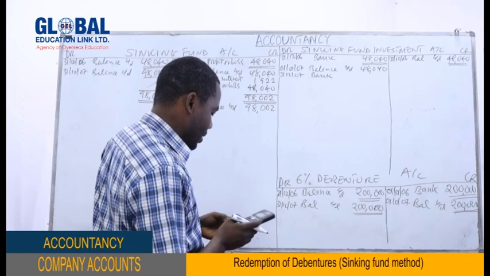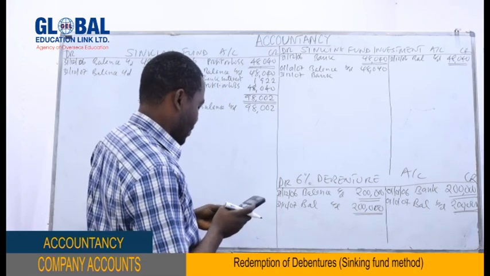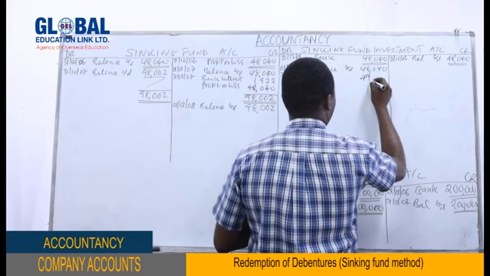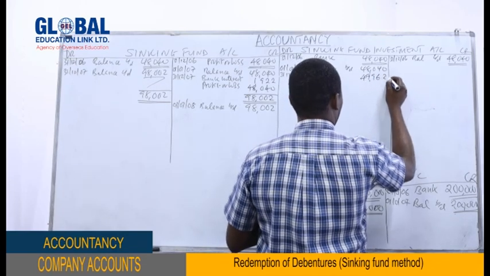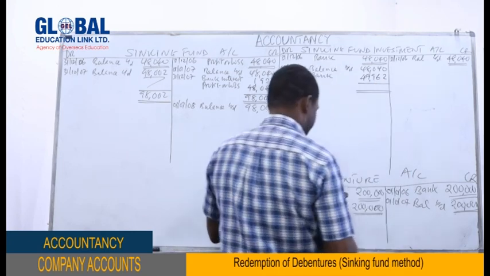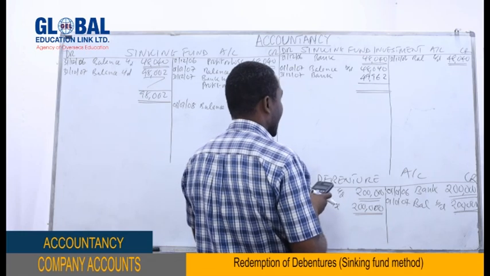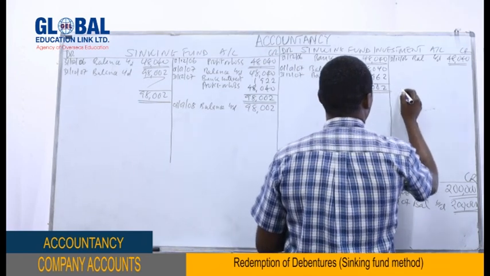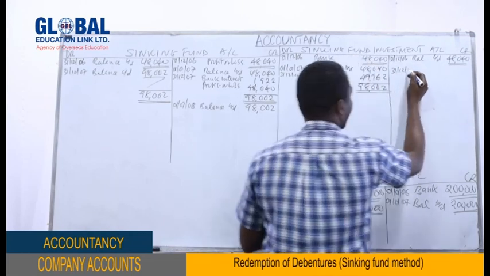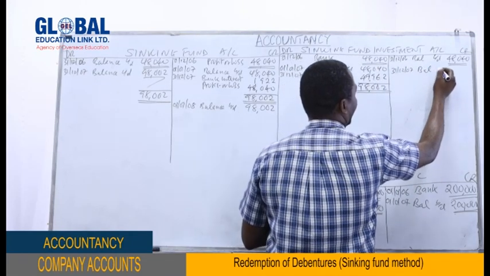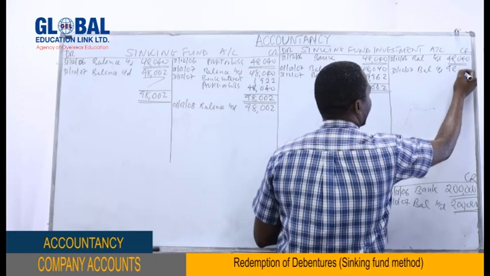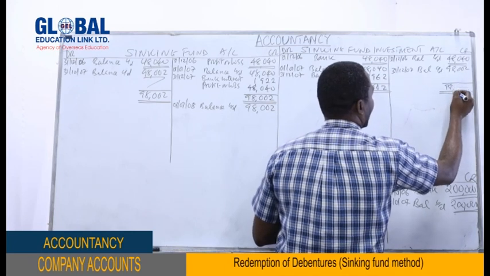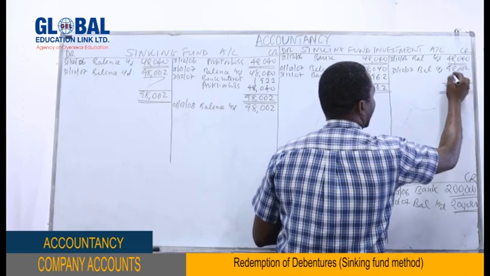That will be 1,922 plus 48,040. Yes, we get 49,962. So if you add up with the opening balance, we get, yes, 98,002. So that will be also the balance carried down. That will be 98,002. So this will be for the year 2. Okay.